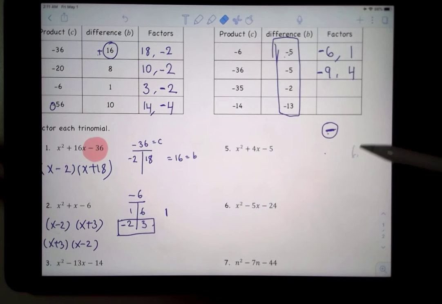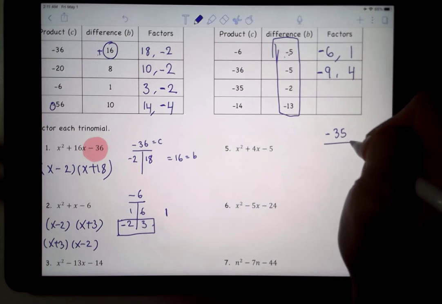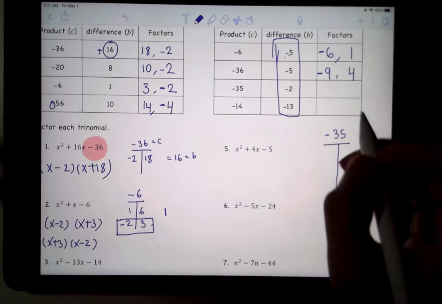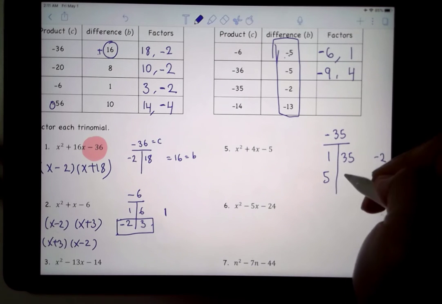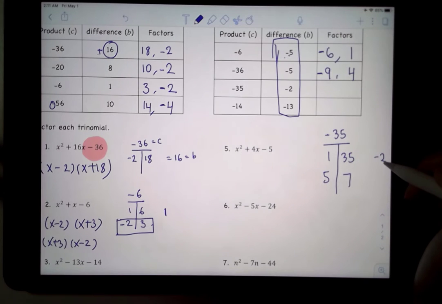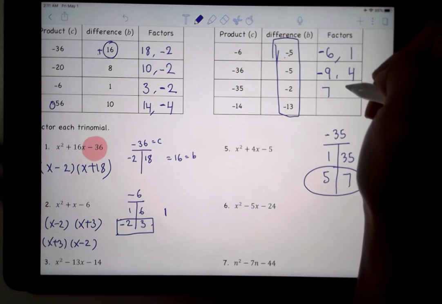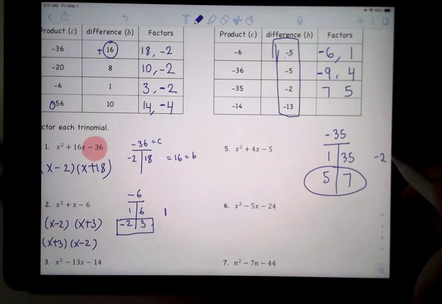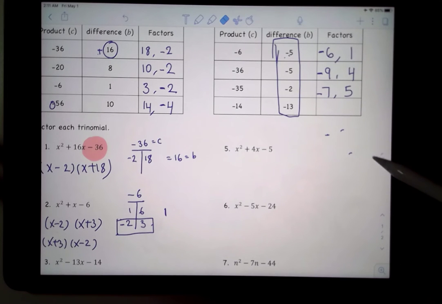And look at the next one. So negative 35, and I want to get negative 2, right? So I'm going to break it down first. 1, 35. 2 does not work, 3 nope, 5 and 7, that's it. And I want to get 2, then the difference is 2, so it's 5, 7, right? And then you want to get negative 2, so negative 7 and 5, like that. So once you get your two numbers, you just write it, then you're done with the factoring, right?